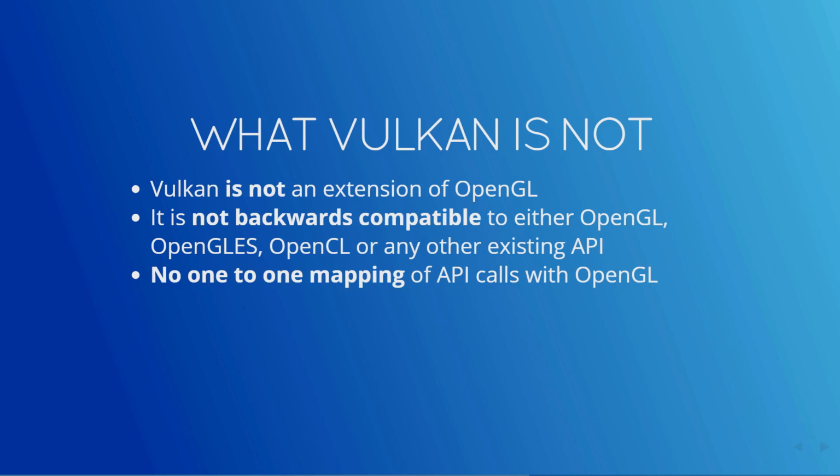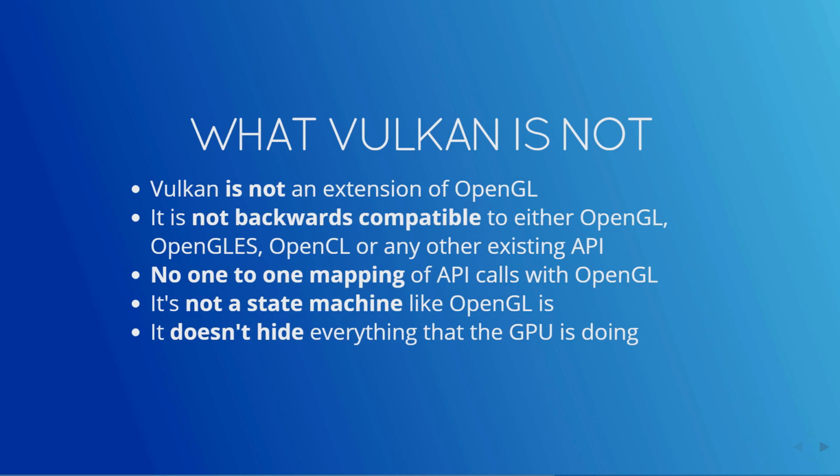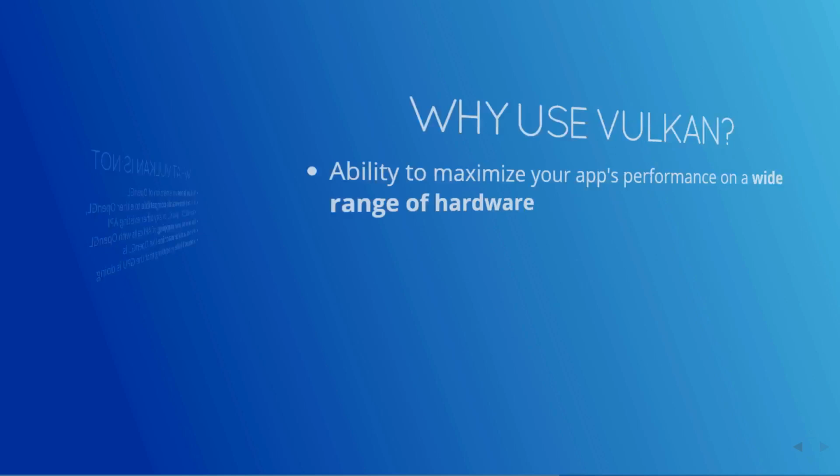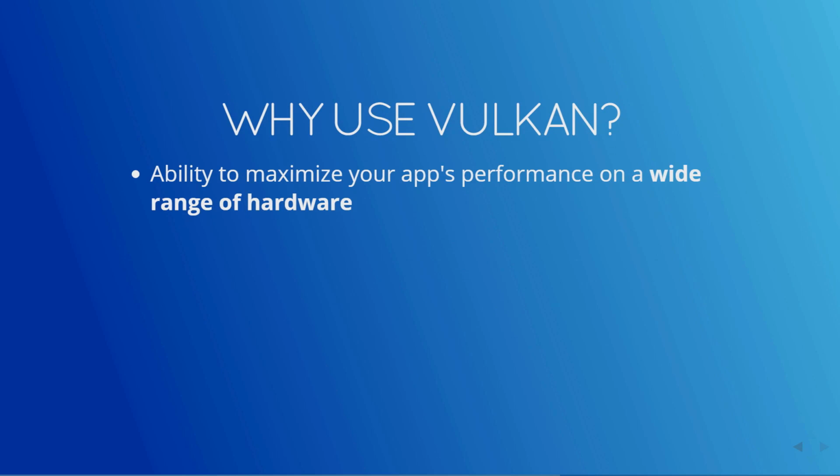One example of this is that Vulkan is not a state machine like OpenGL is. You'll find it more an object model with just a few key objects and relationships to be aware of. Unlike OpenGL's black box approach, Vulkan requires developers to be much more explicit. While Vulkan has a sharp learning curve, it also gives you significant advantages.